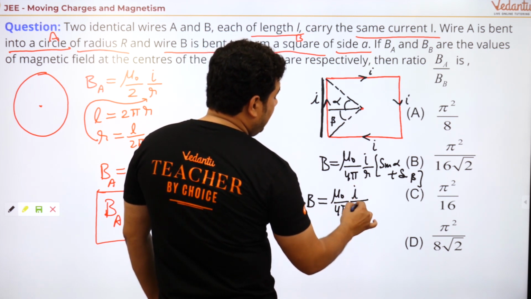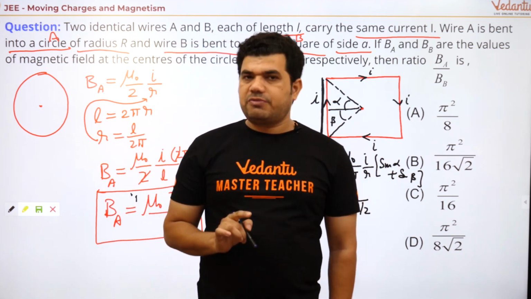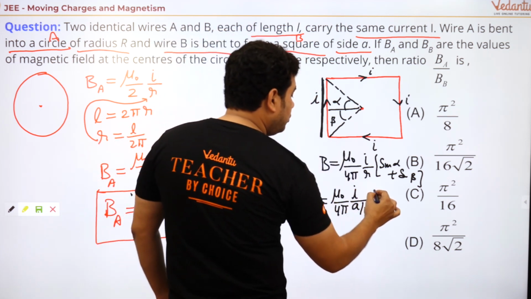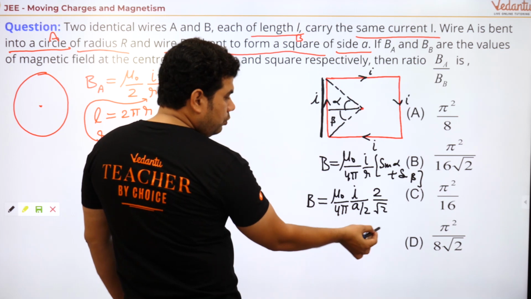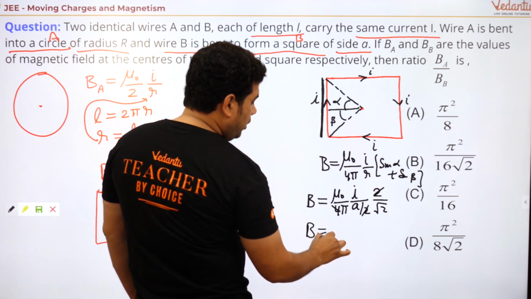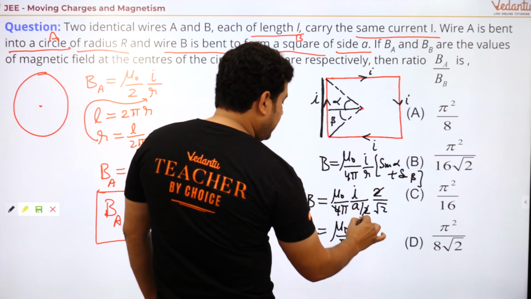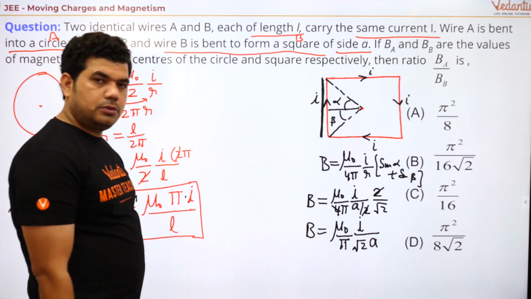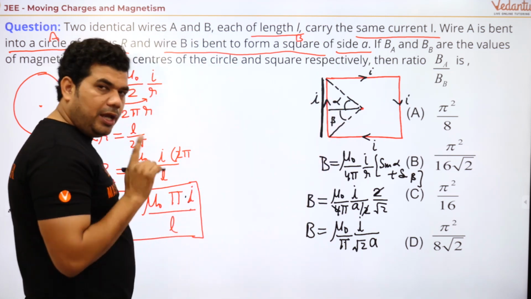What's R here? That is A by 2, and sine alpha plus sine beta is 1 by root 2 plus 1 by root 2, that means 2 by root 2. If 2 goes here, then 2 into 2 is 4, and then 4 will be cancelled. B is equal to mu naught upon pi I divided by root 2A. Got it? This B is the magnetic field due to only one wire.